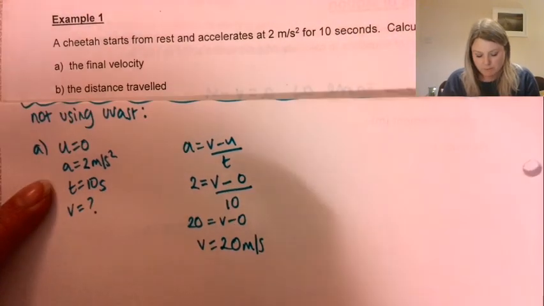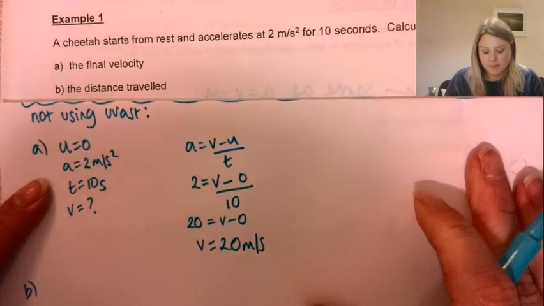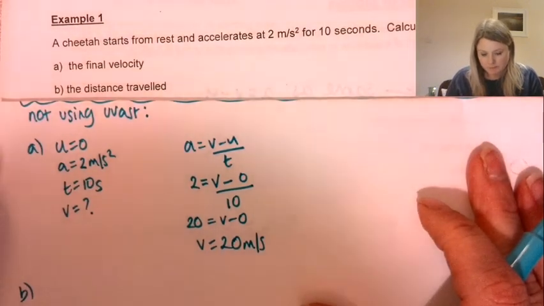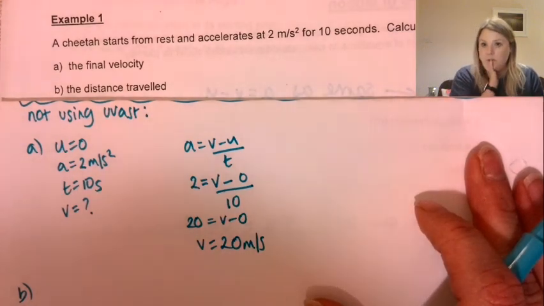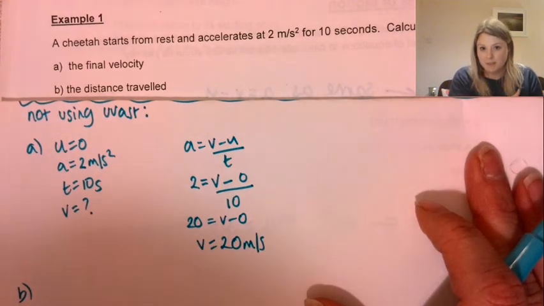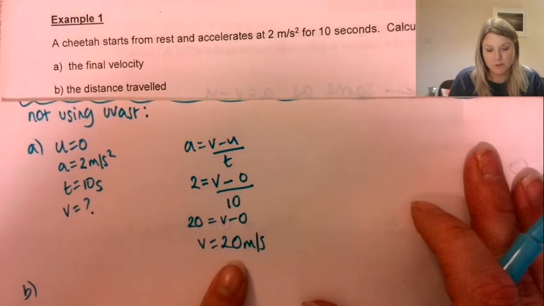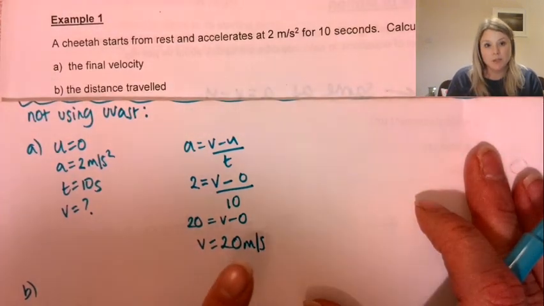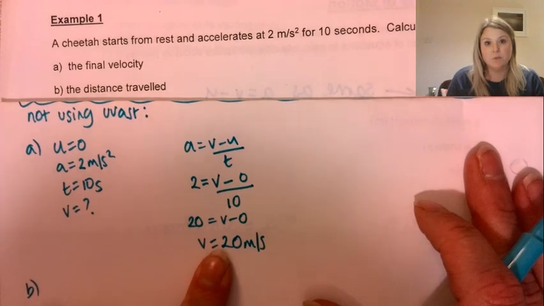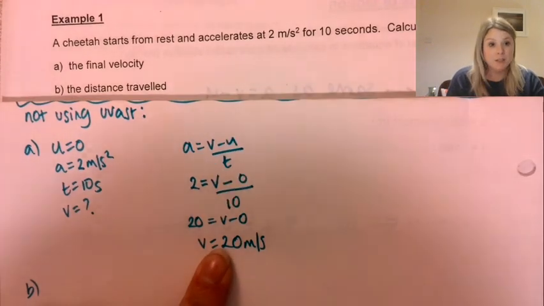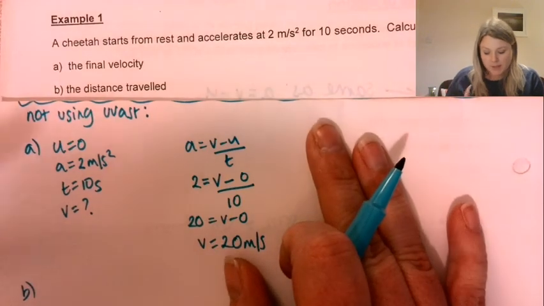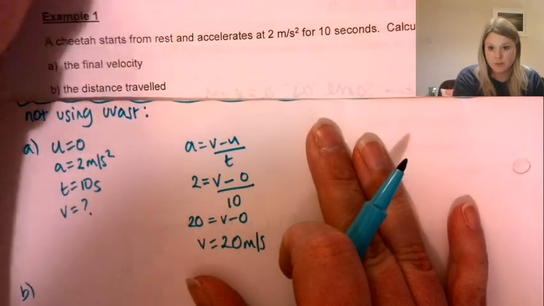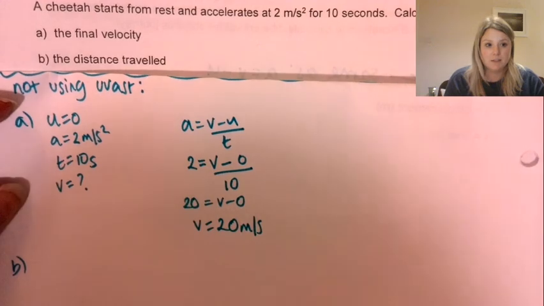But for B, the distance travelled. So a common mistake that people will make here is that they will use distance equals speed times time, okay, and they'll use that final velocity, they'll use that 20. But that only works if this cheetah was going at 20 meters per second the whole time, and it wasn't. So we need to figure out the average velocity first. So let's make a little list.